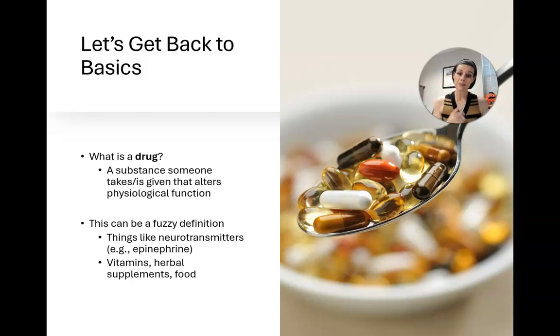So now let's talk a little bit more about what drugs are and what psychoactive drugs are. So I want us to get back to basics. What is a drug? So a drug is a substance that somebody takes or is given that alters physiological function. And one of the things that your book mentions is that that's a really fuzzy definition. So the definition that's given in your book is a drug is an administered substance, so administered. So somebody administered this. So we can talk about the fuzziness of all of these different components.